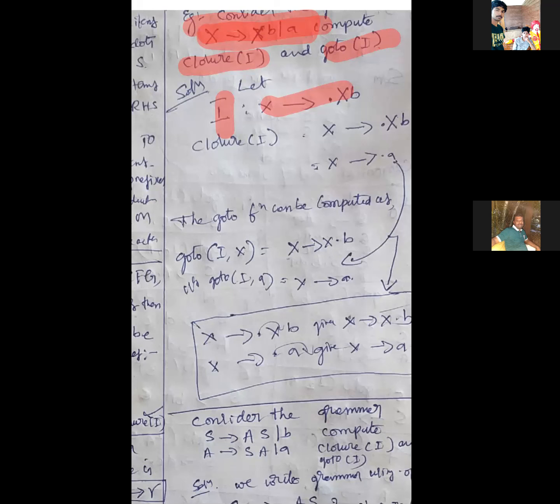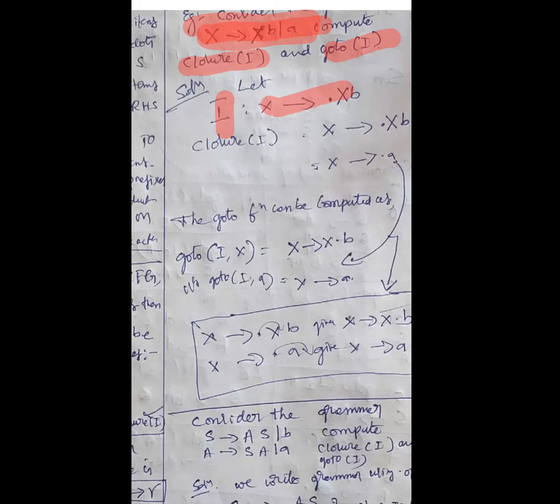Closure of I: X tends to dot X. This is the first equation. Next they have given one more equation, A. Before starting A, we put a dot, or after the arrow mark, put one dot. That is the first step we take, and that is nothing but the closure of I. Always go through this one.